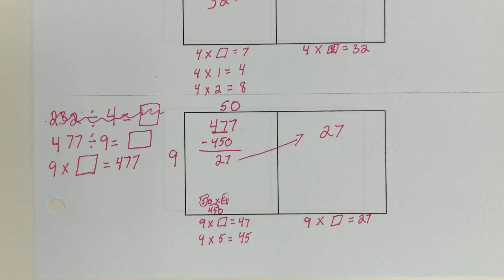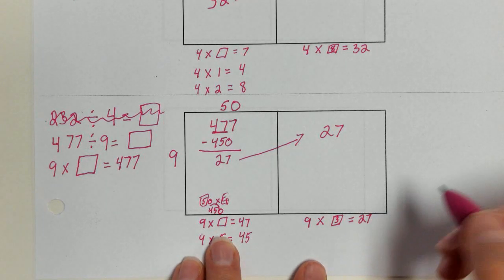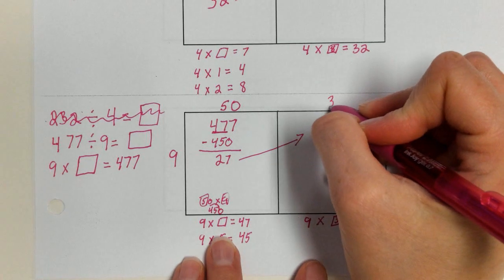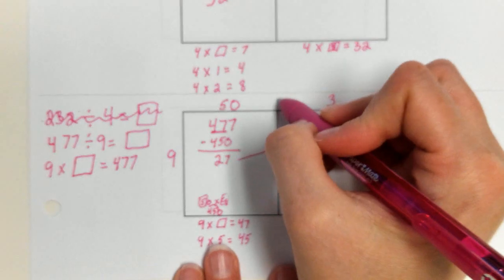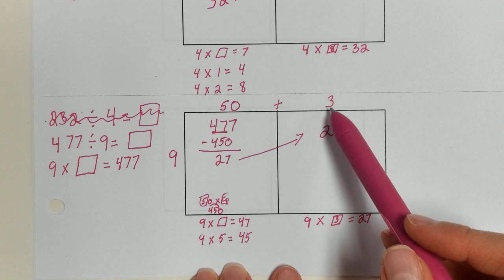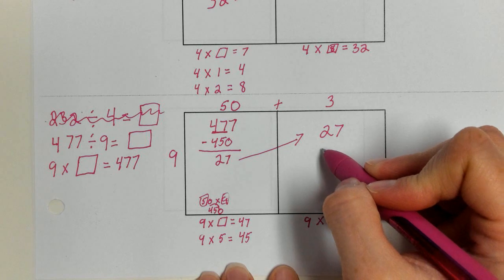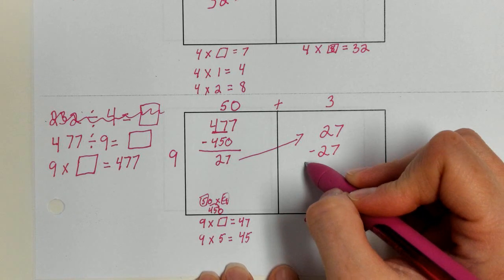Nine times what number equals 27? Three. Okay. Where does the 3 go? Top. All right. I'm going to multiply my 3 times 9. What is 3 times 9? It's 27. Do I have a remainder?